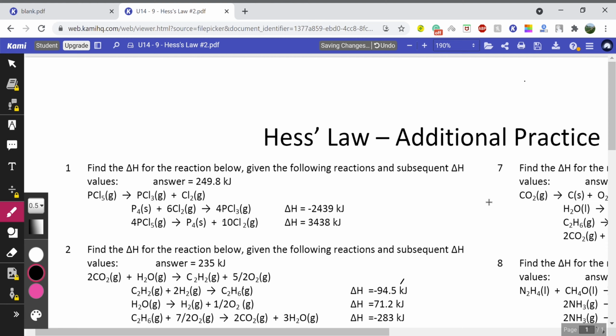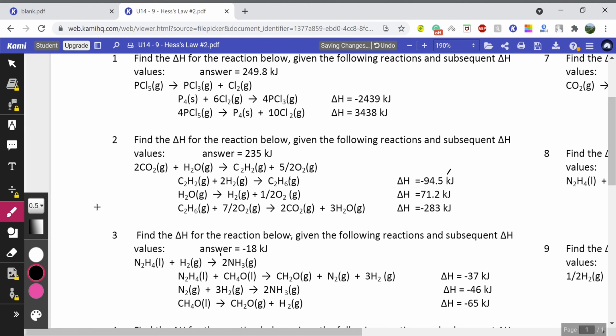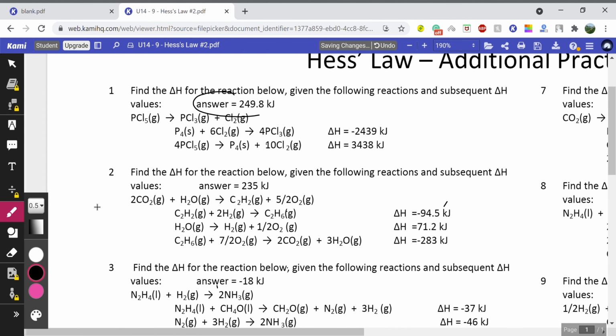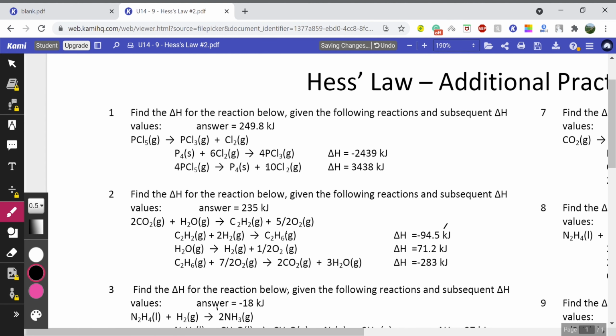First it says, find the deltaH for the reaction below, given the following reactions. This over here is our goal. Basically, using these reaction steps, we need to form this reaction. And this goes for all 12 practice problems. Over here, it tells us the answer. So in the end, we'll know if our work is correct or not.